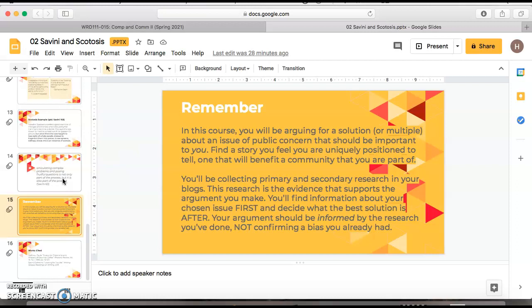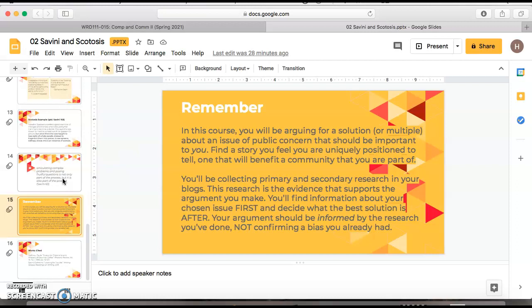And then also we want to think about that you'll be collecting research in your discussion posts, your blog, I call them blogs here, but your discussion board posts. And this is the evidence that is going to support the argument you make. It's important to get the order correct. You're going to be finding the information about your chosen issue first and deciding what the best solution is after. This is what I was talking about with confirmation bias. Your argument should be informed by the research you've done, not confirming a bias that you already had.